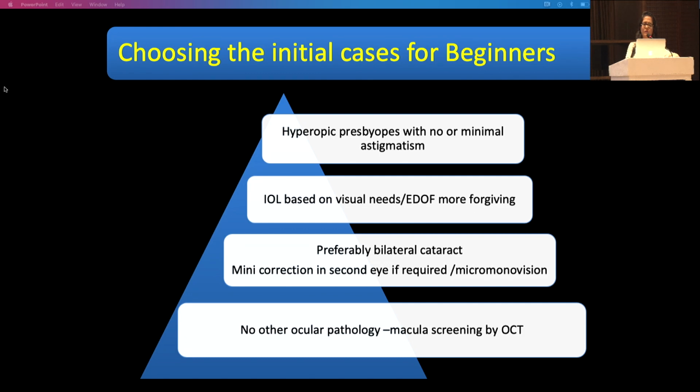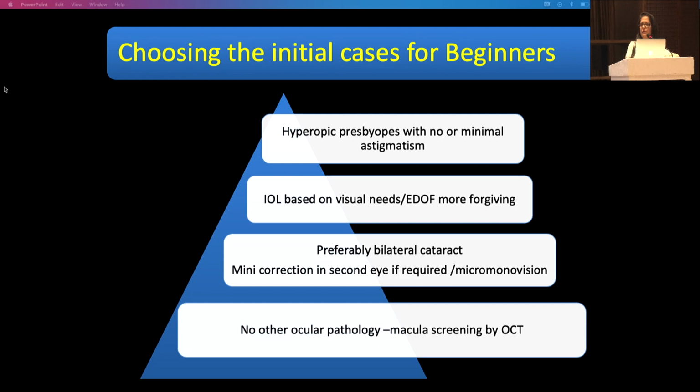Again, decide on the visual needs. I've given you an idea of how to choose, preferably bilateral, because the neural adaptation is much faster and they are happier that way. And as I said, if there is a small residual error, your biometry is a little off, you can do a micro monovision correction in the other eye, or plan whichever way to balance out the other eye also.